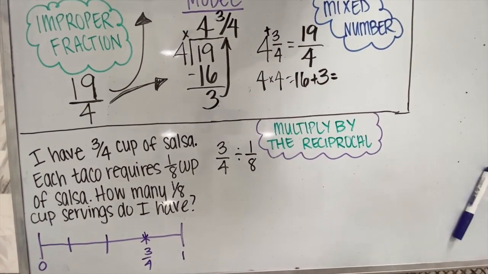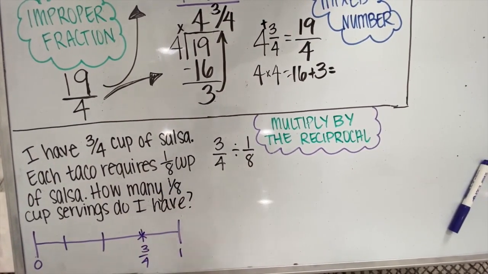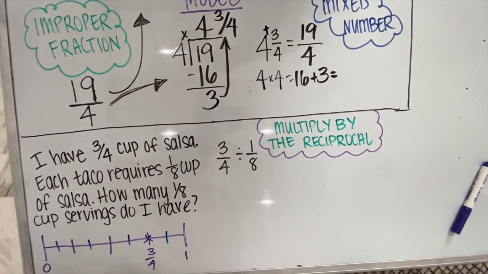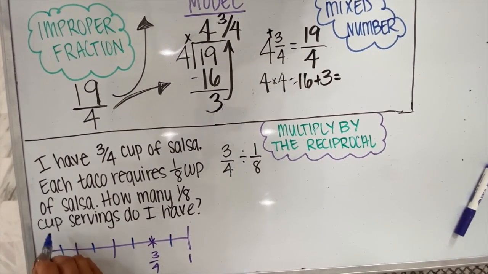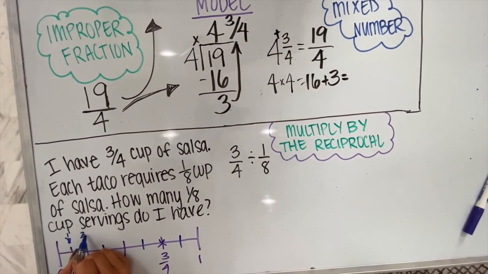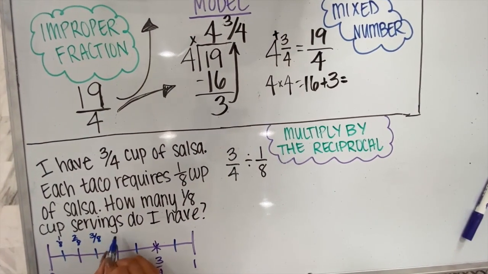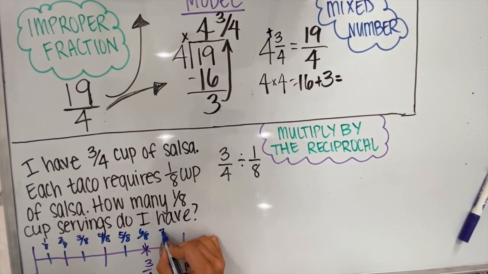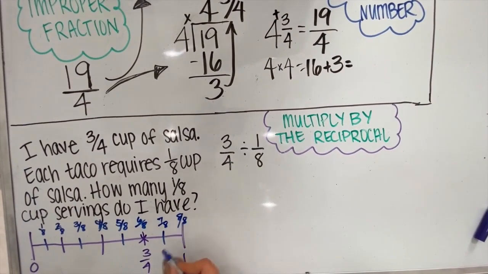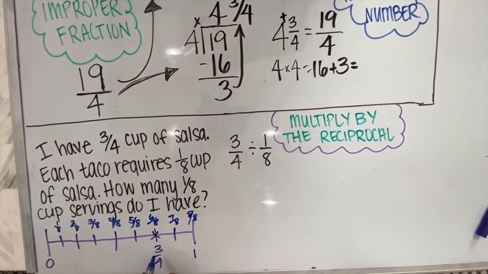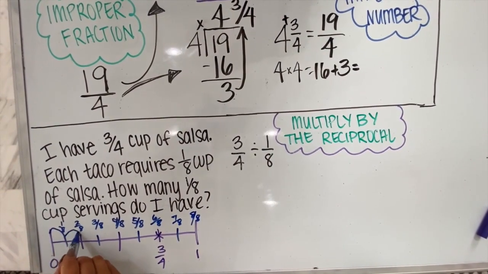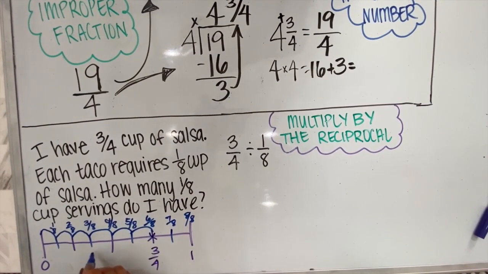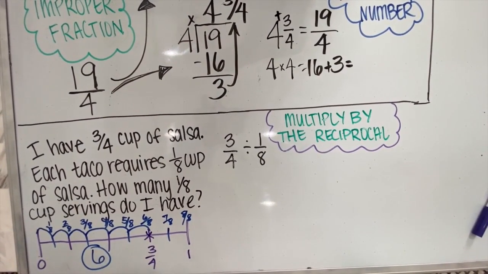So now what I need to do is find out how many sets of 1/8 I have in this 3/4. So I'm going to divide all these sections into 1/8. So this would be 1/8, 2/8, 3/8, 4/8, 5/8, 6/8, 7/8, and 8/8. But I only have 3/4. So that means that I have 1, 2, 3, 4, 5, 6. I have 6 servings of 1/8.